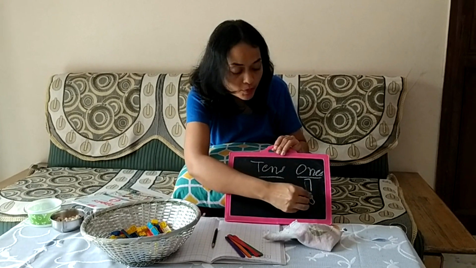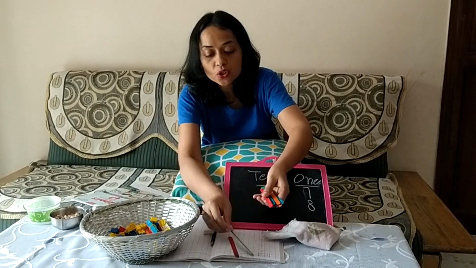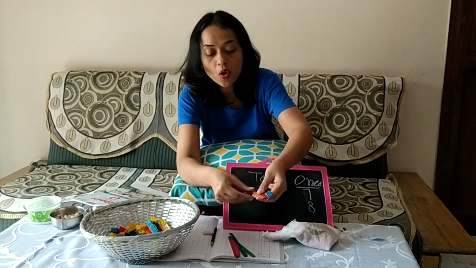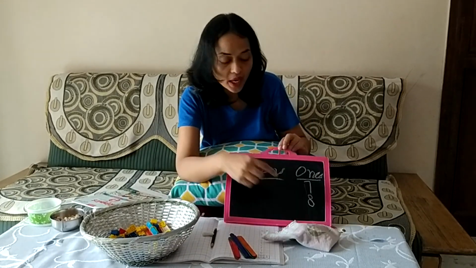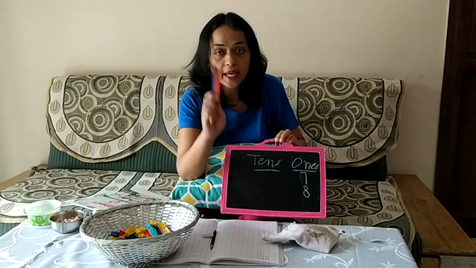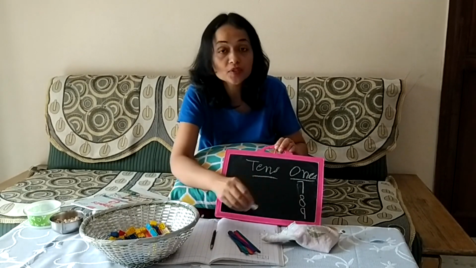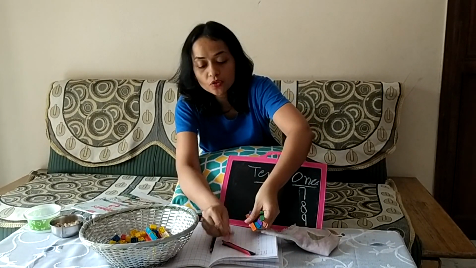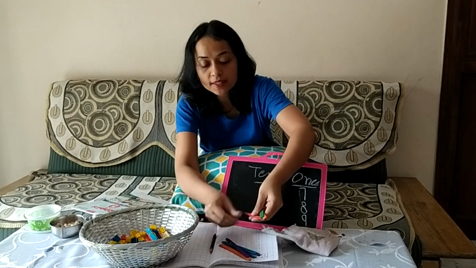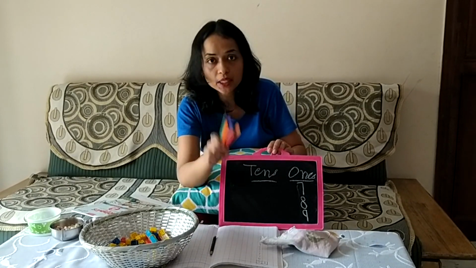Now I have 8 objects. So 1, 2, 3, 4, 5, 6, 7, 8. I have 8 ice cream sticks. Now I have 9. 1, 2, 3, 4, 5, 6, 7, 8 and 9. I have 9 popsicle sticks.